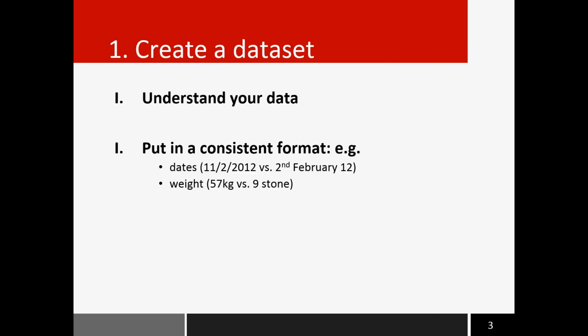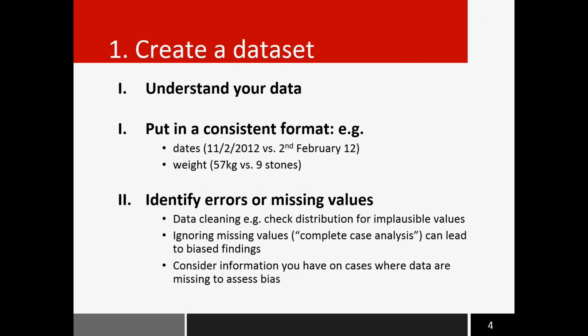The first thing to do is to ensure you understand your data. Have you given the variables meaningful names? Do you know what types of variables you've collected? Secondly, you'll need to make sure all your variables are entered in a consistent format. So make sure that all your dates are entered in exactly the same way throughout your dataset, and that you've used consistent spellings. You'll also need to look through your data for errors or missing values. There are instructions on how to do this in the data cleaning exercise.